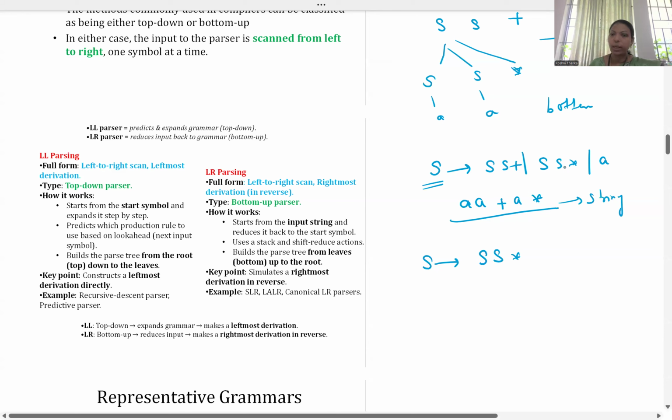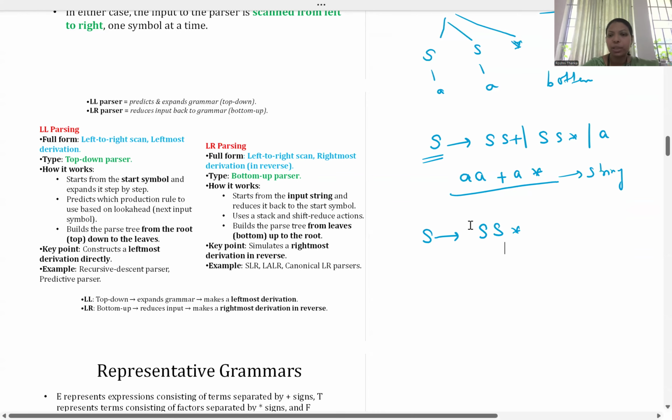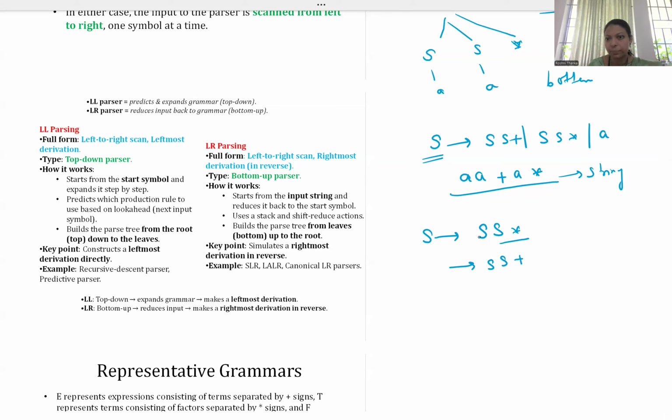So S * S. LL parsing means I have to scan the input from left to right. That is the left to right part. And leftmost derivation means I take the leftmost non-terminal and derive it. What is the leftmost non-terminal here? This S. I'll convert this S using the first production. So what will I get? S + S, and then the remaining * S. Always I start by deriving the leftmost non-terminal.